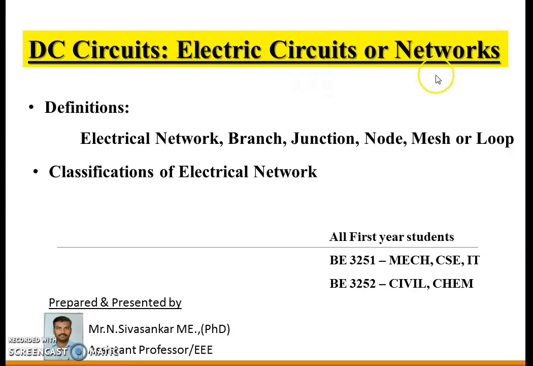Electric circuits or electric networks is the title of this video lecture. Definitions of electrical network, branch, junction, node, mesh or loop, and classifications of electrical network are the topics we are now going to discuss. It is useful for all the first year students who are studying the subject Basic Electrical and Electronics Engineering, especially for BE 3251 subject code and BE 3252.